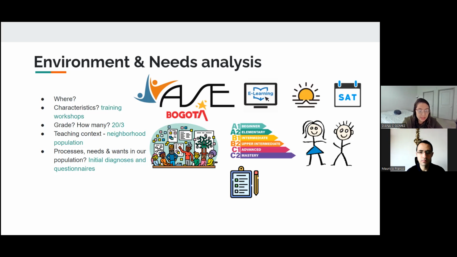Now, according to this process, needs and wants in our population, we carried out an initial diagnosis with which we analyzed their social context and their motivations. Then, with the observations of the classes, we followed with a questionnaire where we were able to analyze the lacks, difficulties, and needs of every student in relation to our class.